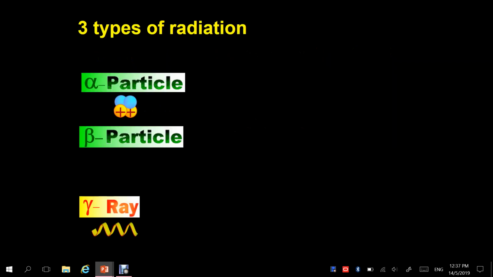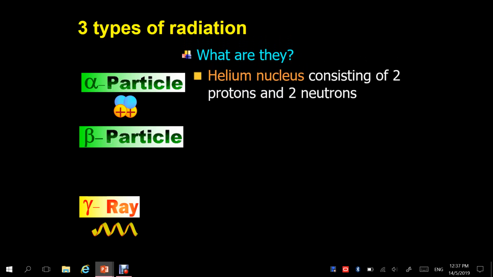Okay, now let's take a look at the 3 types of radiation, namely your alpha, beta, and gamma. The first one, alpha particle. Alpha particle consists of 2 protons and 2 neutrons. So this is a helium nucleus. So the symbol for alpha particle could be the alpha, or you can use He to represent helium nucleus.